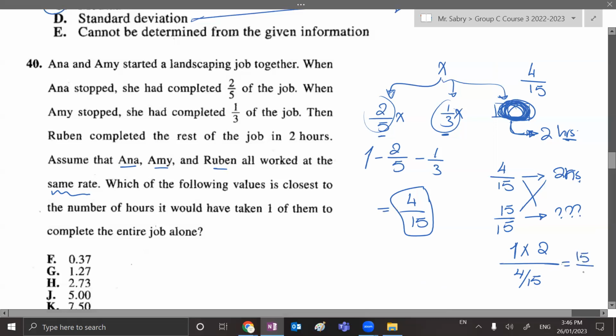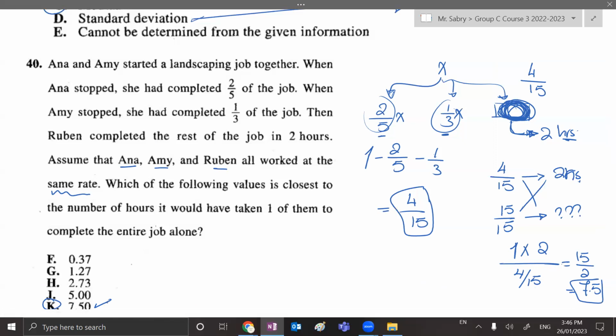15/2, which when turned to decimals becomes 7.5. One of them would finish the full job in 7.5 hours. Right. I know this sounds weird, so please start asking. Yes, please, go ahead.